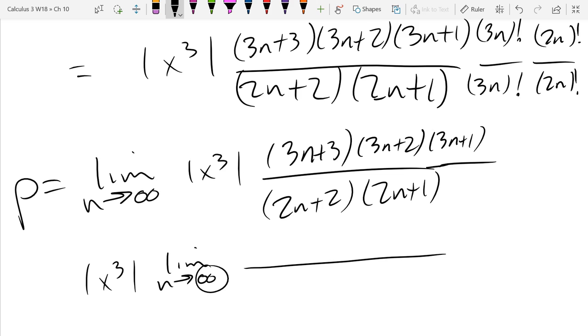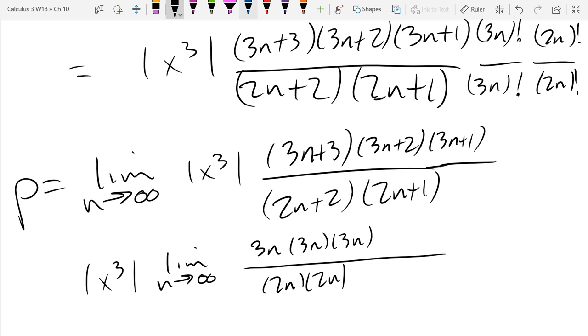So we're approaching infinity, and this works when you're approaching infinity or negative infinity. You can basically ignore the plus 3, plus 2, and the plus 1. So I don't care about that plus 3, plus 2, plus 1 anymore. Only because I'm approaching infinity. If I was approaching any number, I would not be able to do this. So we've got 3n times 3n times 3n. Denominator is 2n times 2n.